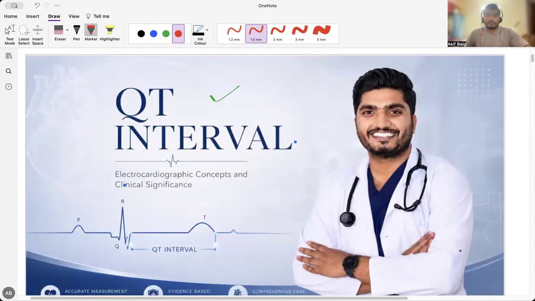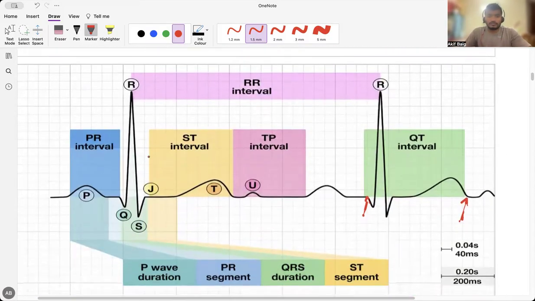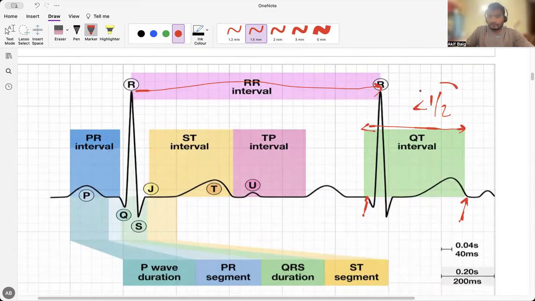For example, if you are seeing this, this is the distance between R and R. So this is the RR interval and this is the QT segment here. The QT segment will be half of the RR interval. If it is more than half of that, usually it is considered a prolonged QT interval.